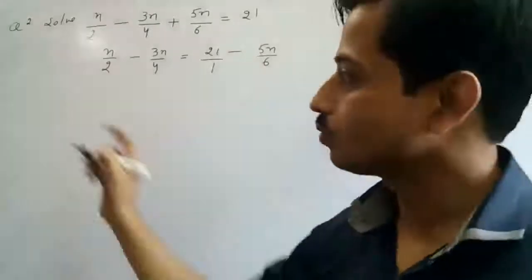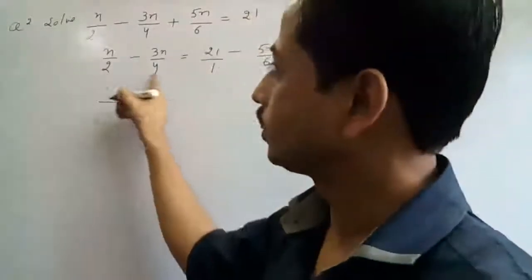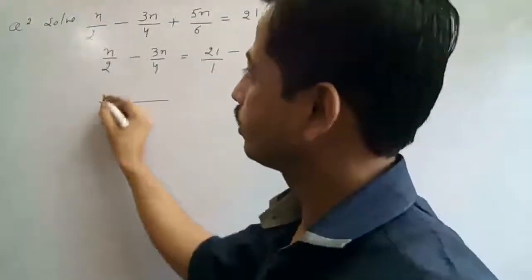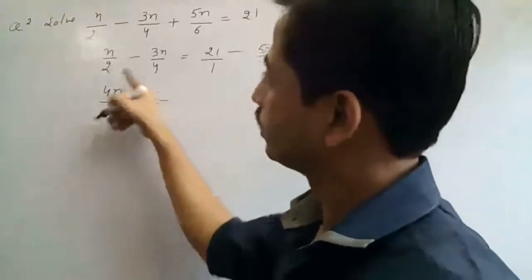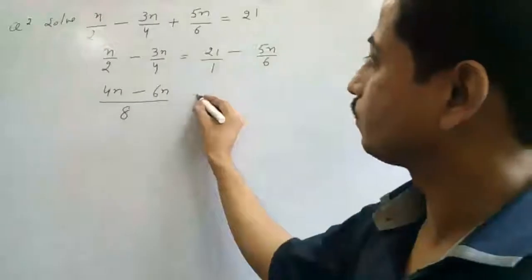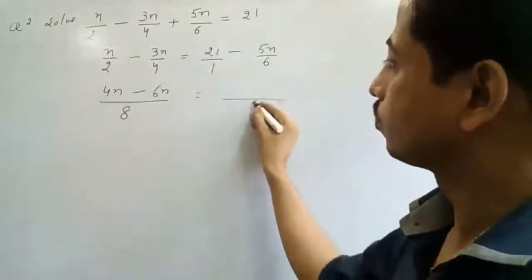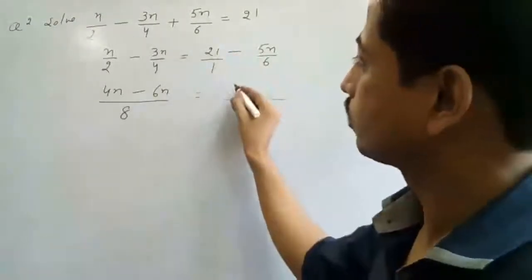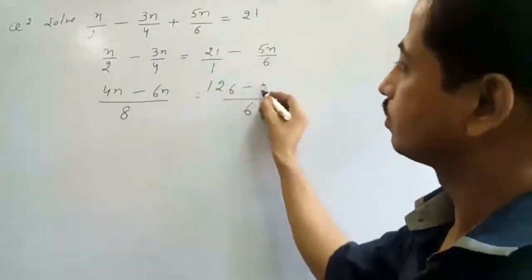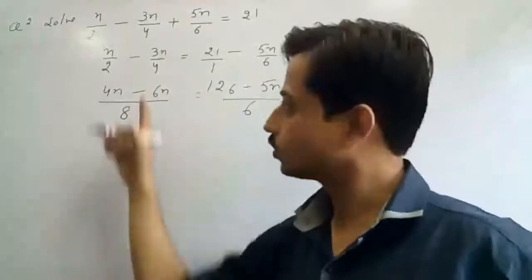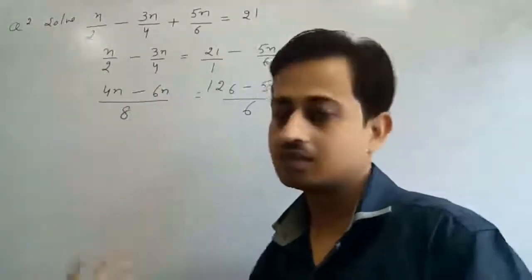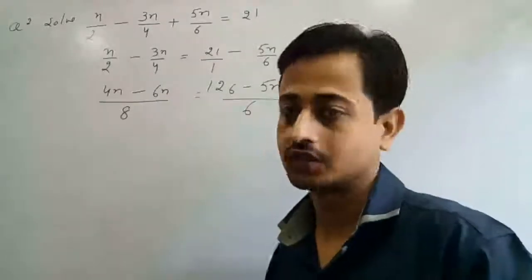How to get the LCM? Multiply. 2 into 4 we get 8. Now cross multiply. 4 into n, 4n. 3 into 2n, 6n. Do the same. 1 into 6, 6. 6 into 1, 1. 6 into 2, 12. Now 1 into 5n, 5n. It's very easy. Multiply the denominators and cross multiply. So it's very easy to solve such types of questions.